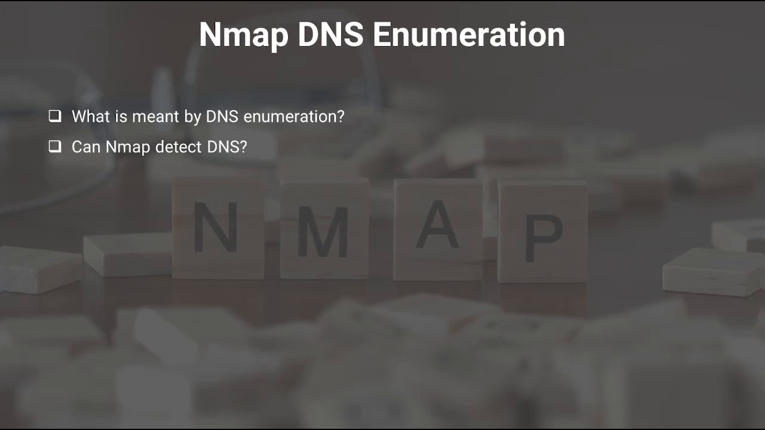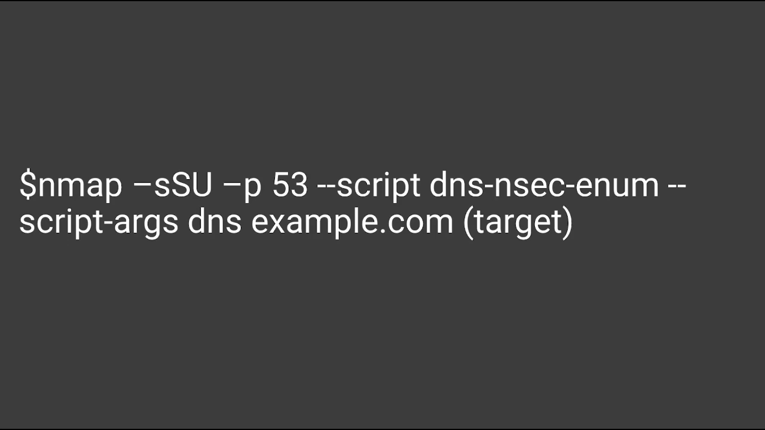Let's see the command. Here's the command, as you can see: nmap -sU -p 53 --script dns-nsec-enum --script-args, and we set an argument for the domain. So as you can see, if the servers use NSEC3 rather than NSEC, then it should be dns-nsec3-enum. Let's see the output.